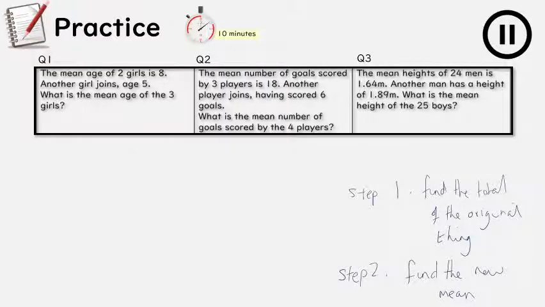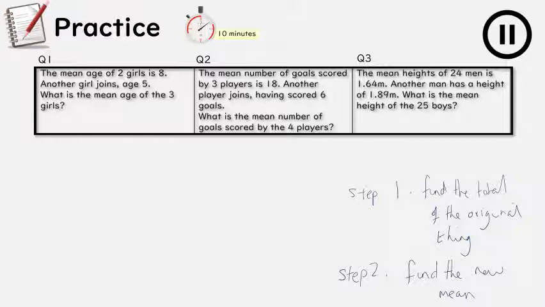So you've got 3 questions to have a go at, very similar to the last examples. They may include, for example, question 2 looks at number of goals scored, or number 3 is heights of men. It doesn't matter what it is. We were looking at number of people or the age of people. It doesn't matter what it is. You still do the same thing.